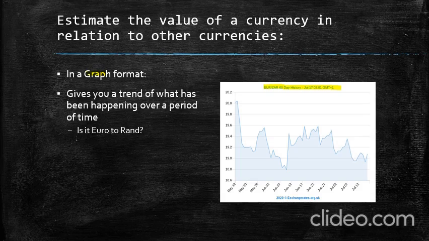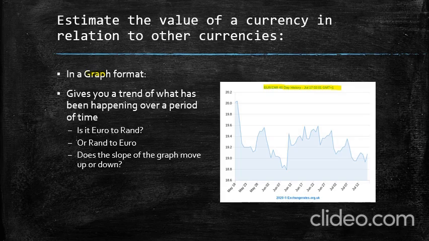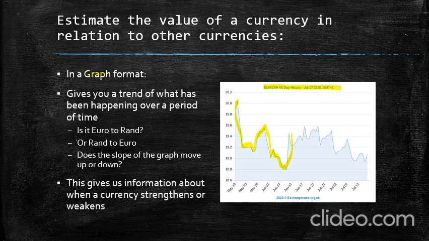So first of all, this is asking us if it's euro to rand or rand to euro. And if we have a look at the top here, it says euro to rand. And then, does the slope of the graph move up or down? So what you'll be able to see here is, in this case, the slope of the graph moves up some days and it goes down some days. That means that the exchange rate was fluctuating over the last 60 days. So this will give us information about when a currency strengthens or when a currency weakens. So remember, if one currency strengthens, the other one will weaken.